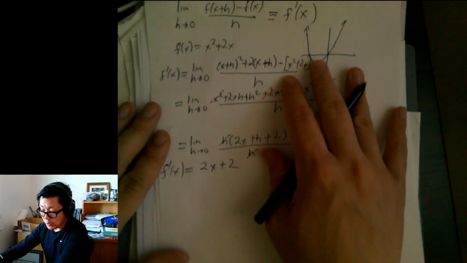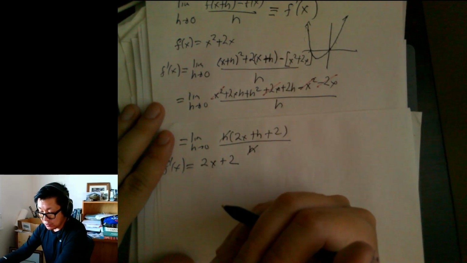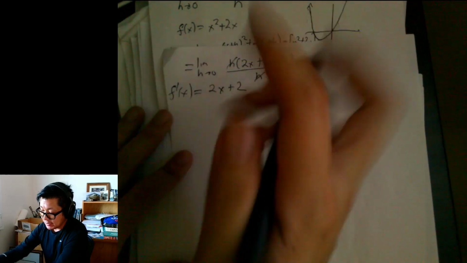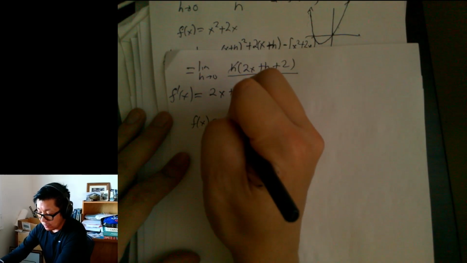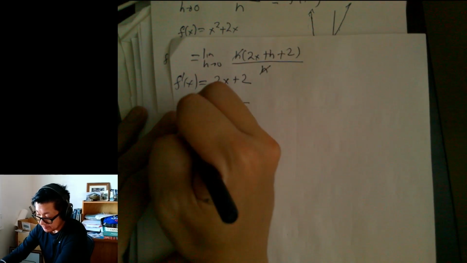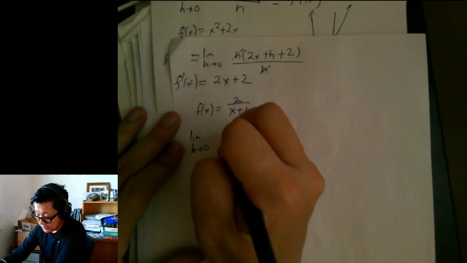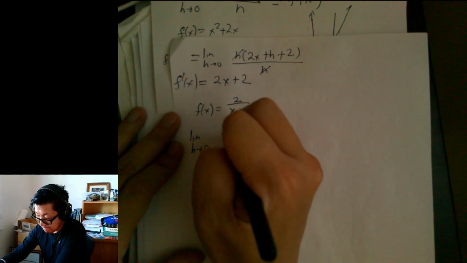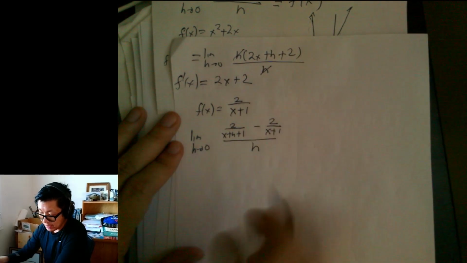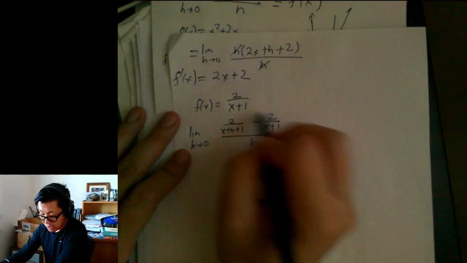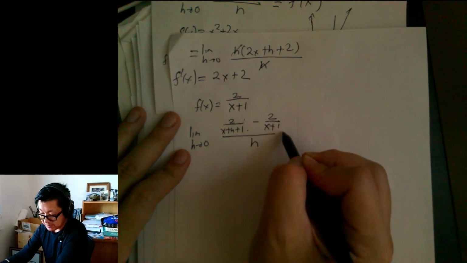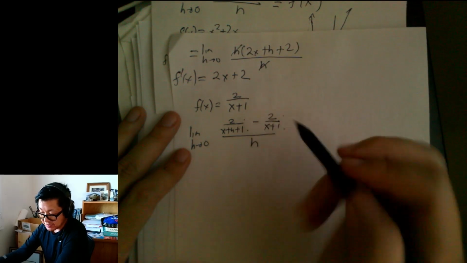Do note that if you have a rational function or you have radicals, you have a slightly different way of solving these. So for instance, let's say your function were 2 over x plus 1, and you wanted to find the derivative of this. So if we apply the formula, in order to solve this, we're going to have a common denominator for the top. So that means we multiply the top and the bottom of this one by x plus 1, and then the top and the bottom of this one by x plus h plus 1.